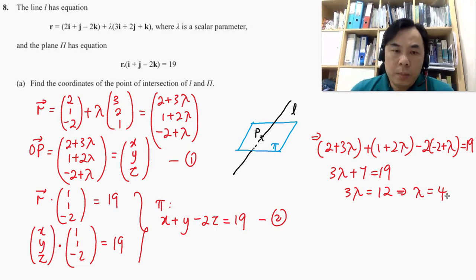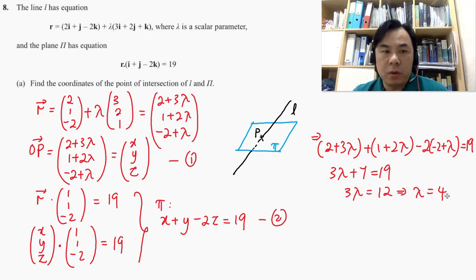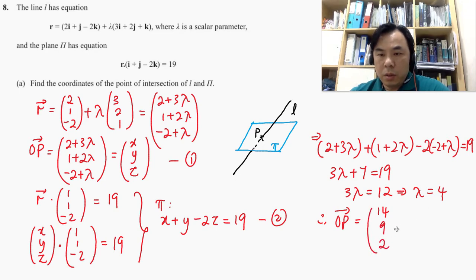Therefore, the line L does intersect with the plane at point P there. Then finally, we're going to summarize the position vector for P in this case by substituting lambda equal to 4 into equation number 1. Therefore, position vector OP is given by 14, 9, and then a 2 here.